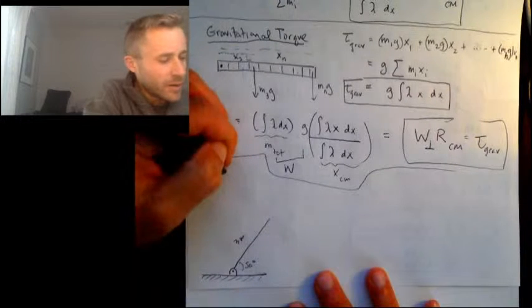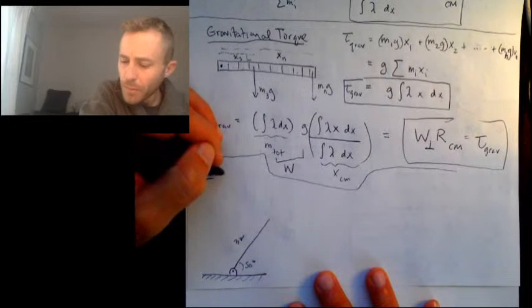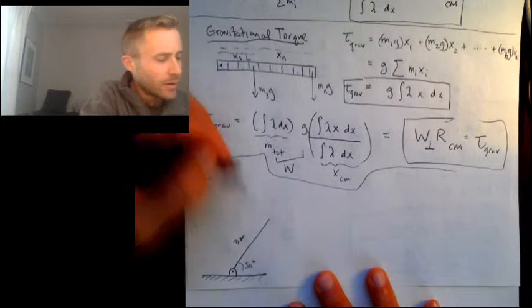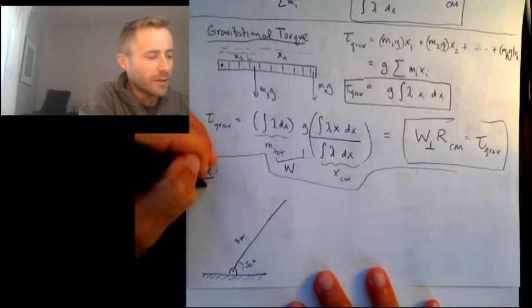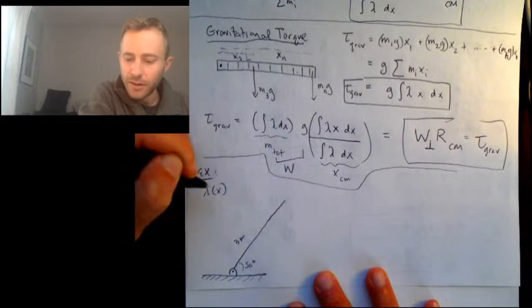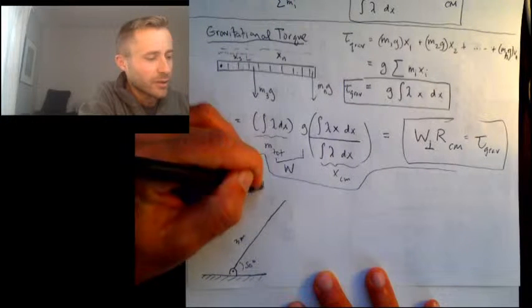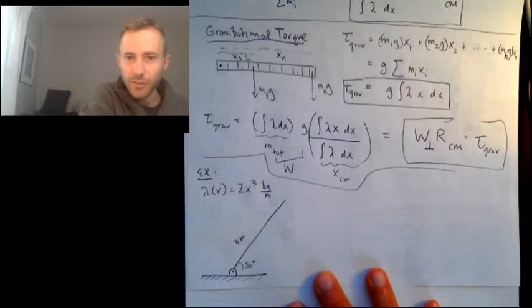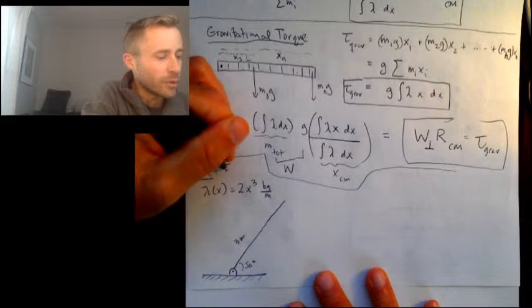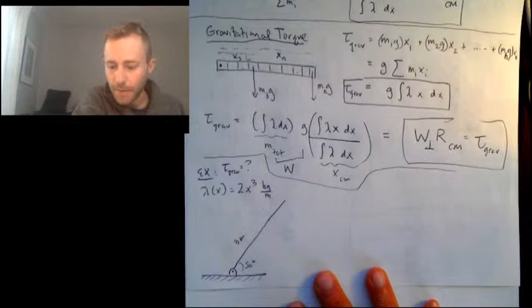So here's the beam. This beam has a lambda of x given by 2x cubed kilograms per meter. And the beam is, as I said, 3 meters long. What I want to know is, what is the gravitational torque on this object?